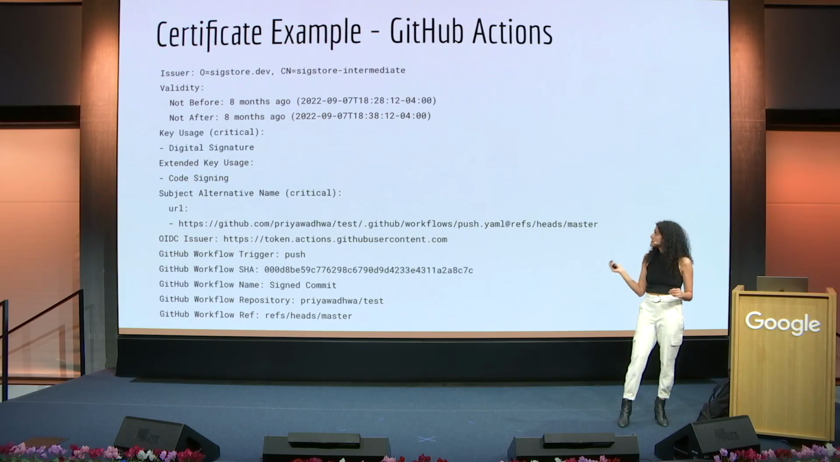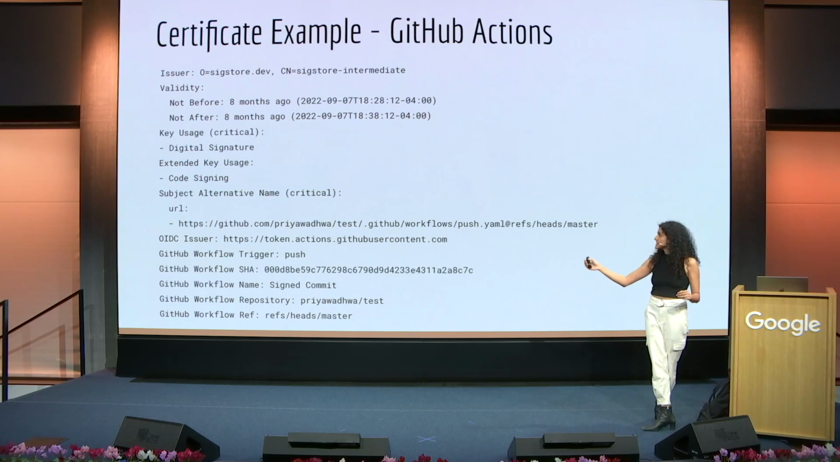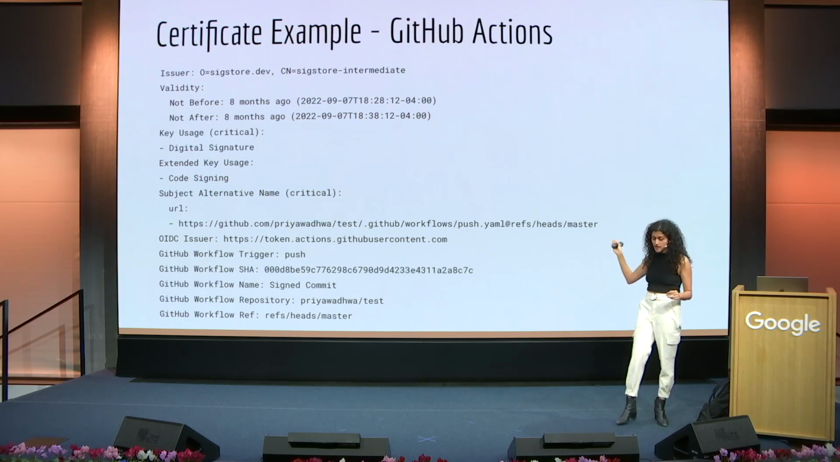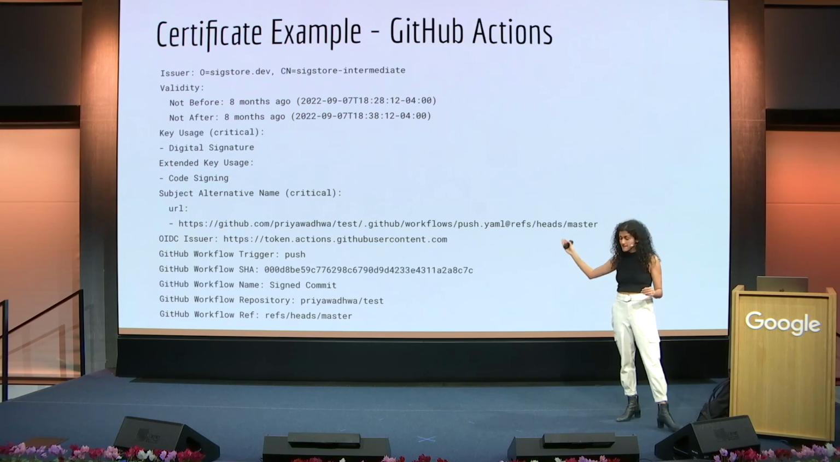So this is an example of a certificate issued to a GitHub Actions runner. You can see that in the subject, instead of an email, we actually have a lot more information around the actual GitHub Actions workflow, plus some additional metadata, like I said, at the bottom.